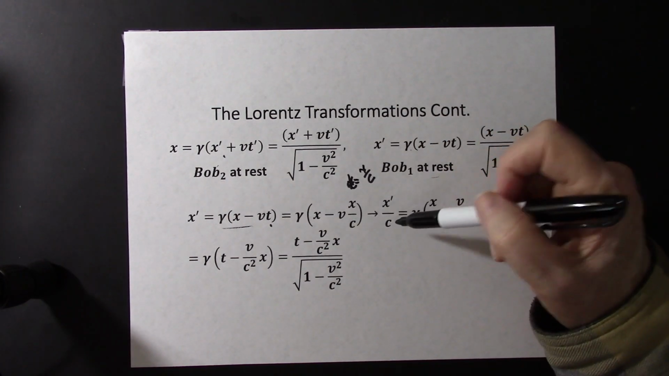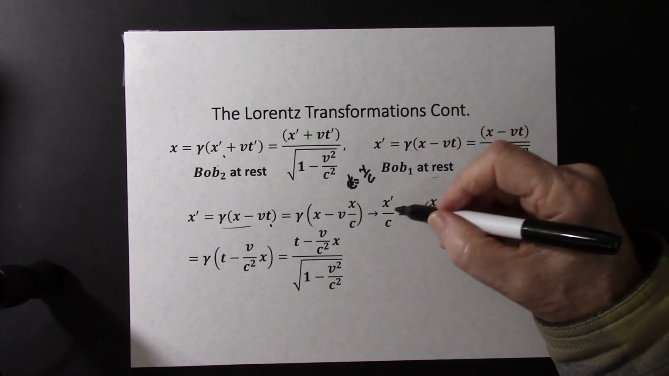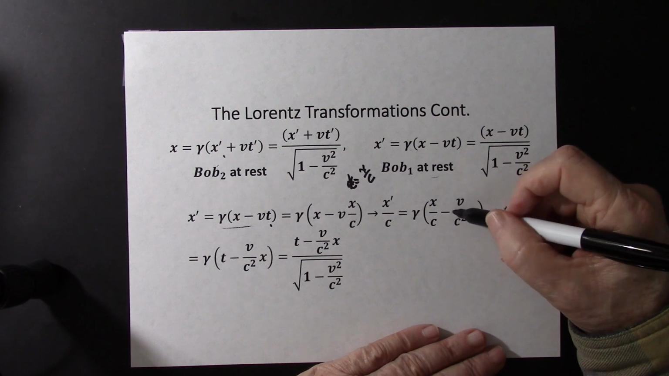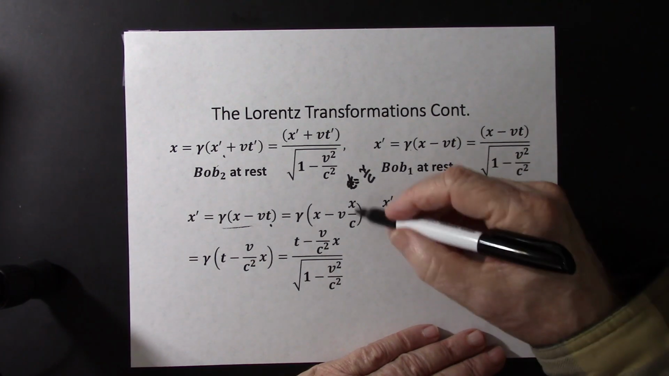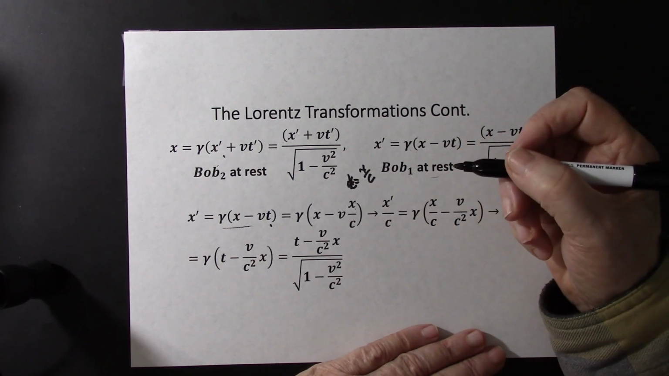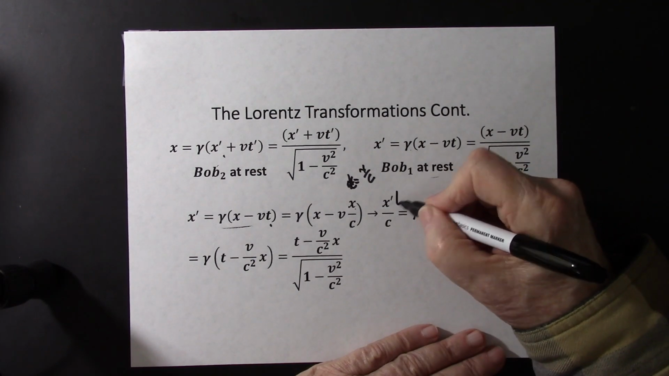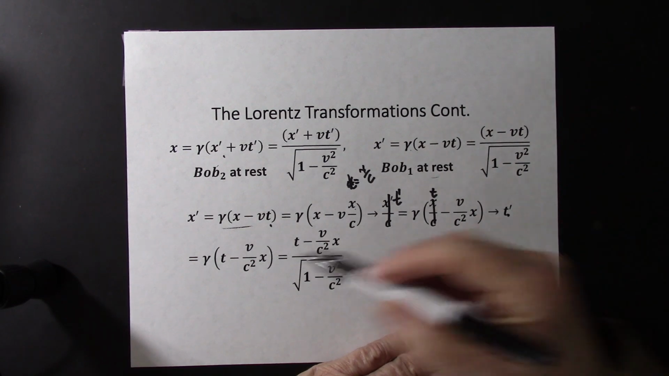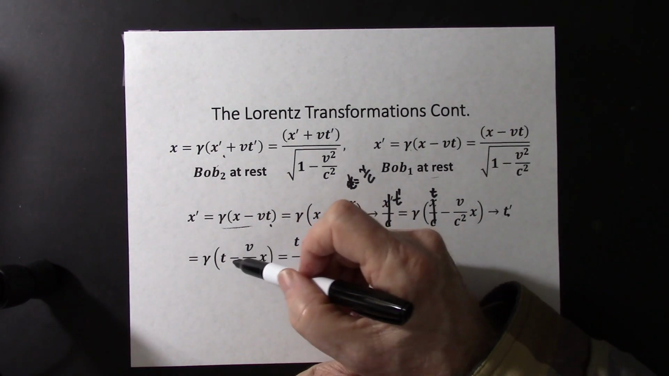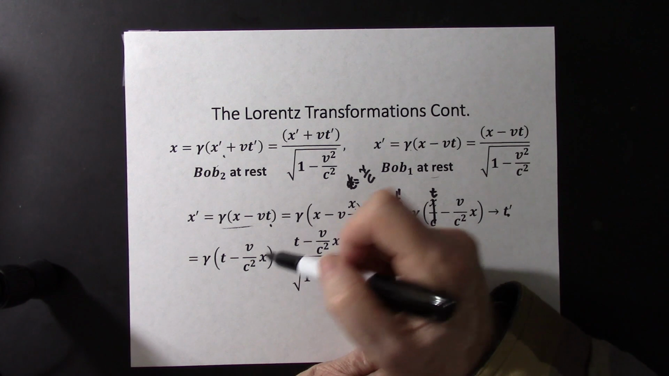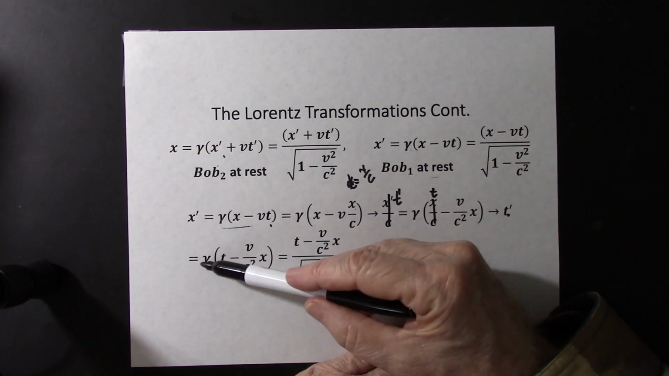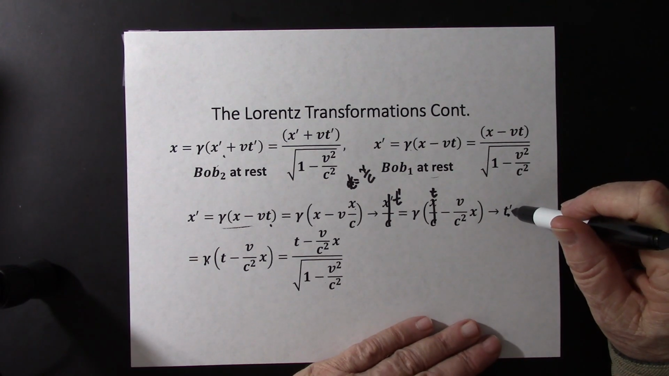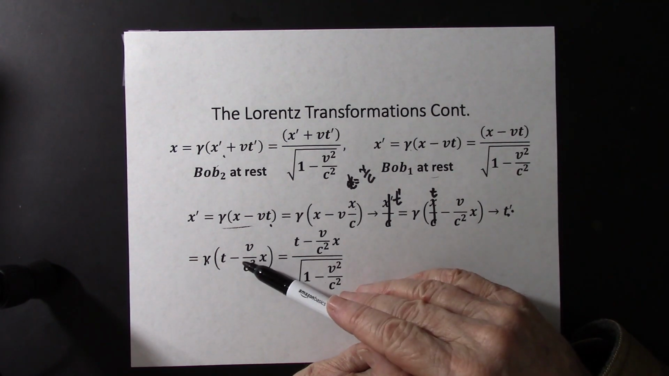And then if we just multiply both sides of the equation by 1 over c, we get 1 over c times x over c minus v over c squared times x. We know that x prime over c is equal to t prime, so we can get rid of that. That's equal to t. That implies that t prime is equal to gamma times t minus v over c squared times x, and we just plug the value in for gamma. This tells us the time on Bob 2's clock, who is moving in this case, in terms of the time on Bob 1's clock.